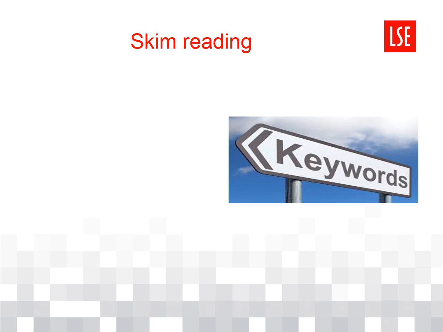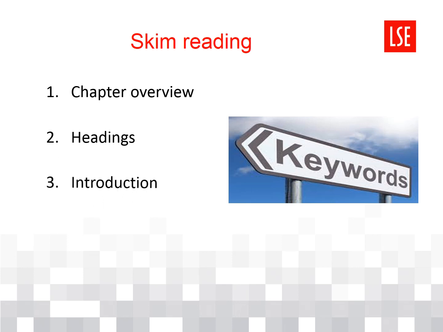So as an example, if you're reading a chapter, what you want to do is to read the chapter overview to get an understanding of the different sections. You then want to have a look at the headings to identify any keywords that you might want to look out for. You then want to read the introduction and the first sentence of each paragraph. And this is going to help you to decide whether or not that paragraph is worth reading in more depth.